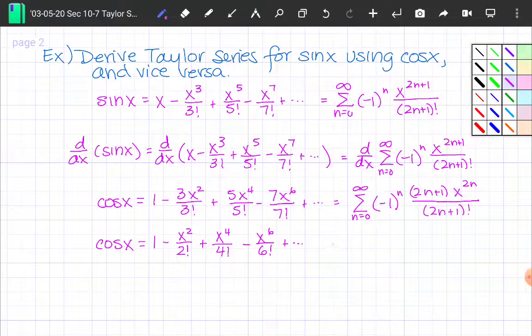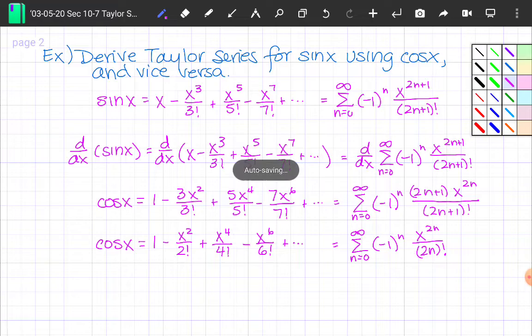But just like what was happening in each one of the terms, I have that common factor in the numerator and denominator that's going to cancel out. 2n plus 1's cancel out. I'm left with x to the 2n over 2n factorial. Oh, well, look at that. It's cosine. So that's another way you can derive these formulas. Once you know one, you can use derivatives to go ahead and derive other formulas.